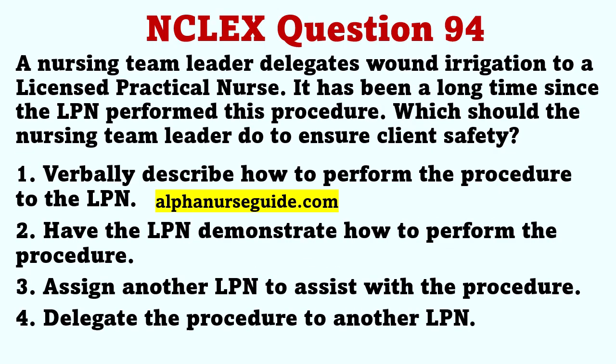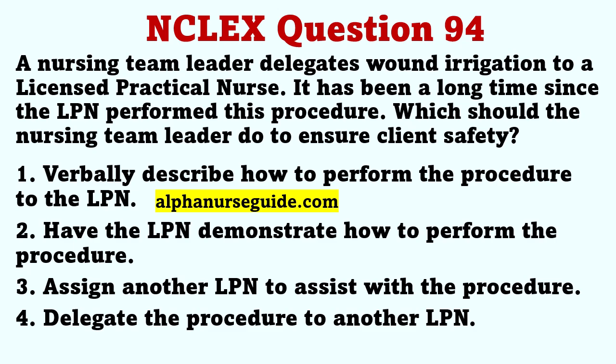A nursing team leader delegates a wound irrigation to a licensed practical nurse. It has been a long time since the LPN performed this procedure. Which should the nursing team leader do to ensure client safety? 1. Verbally describe how to perform the procedure to the LPN. 2. Have the LPN demonstrate how to perform the procedure. 3. Assign another LPN to assist with the procedure. 4. Delegate the procedure to another LPN.